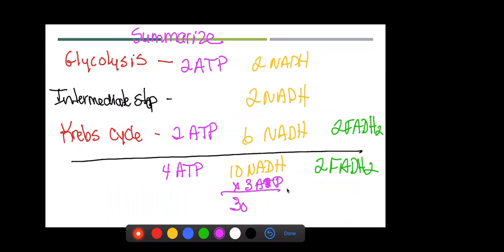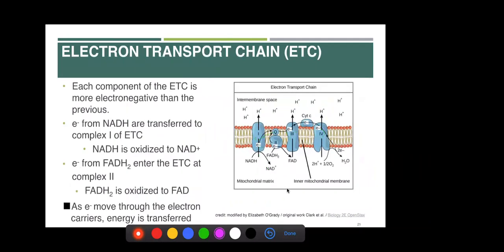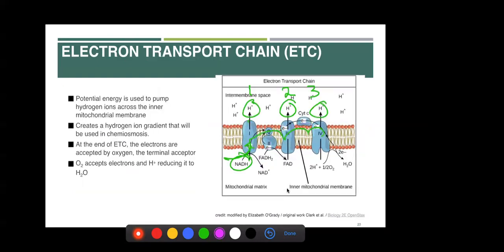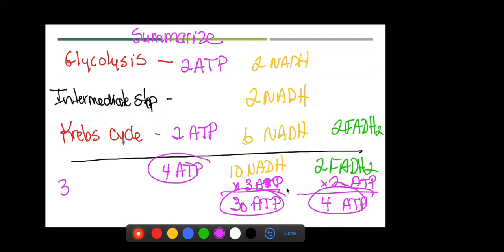So that gives me 30 ATPs. Now remember, FAD only goes through 1, 2 pumps, so I only get 2 ATPs out of FADH2. All right, so I only get 2, so that gives me 4 ATPs. So if I look at this, 4, 30, and 4, that is 38 ATPs from 1 molecule of glucose.